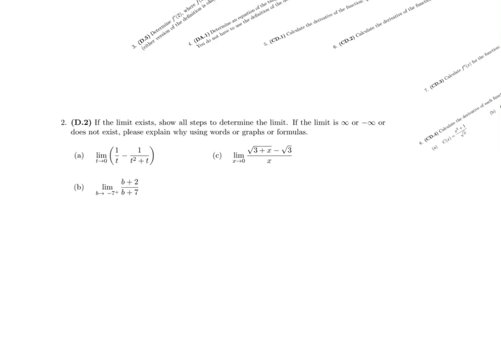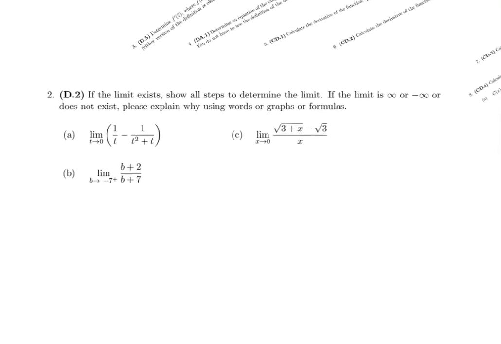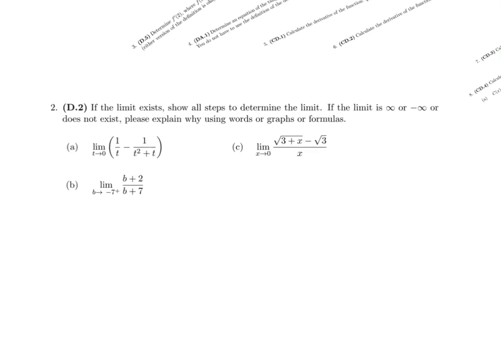All right, now about number 2. What comments do I have regarding number 2? Well, in number 2A, what a lot of people did was they separated it out as two limits, like this. You can only do this if you know that the two limits each individually exist. So that was not the approach that was desired for this problem.